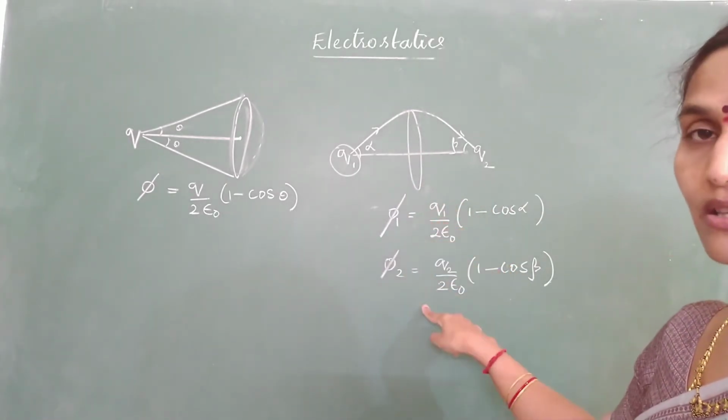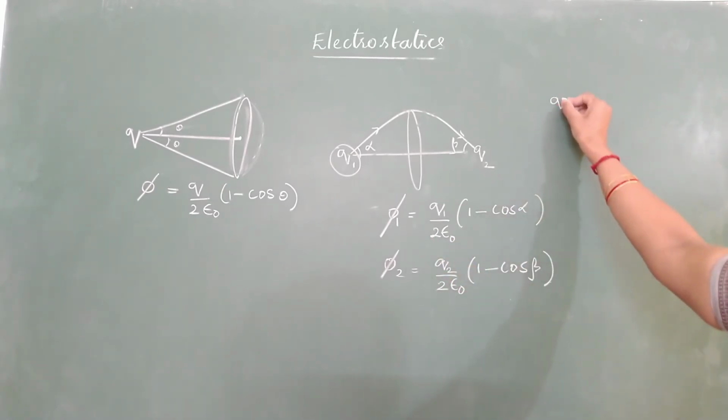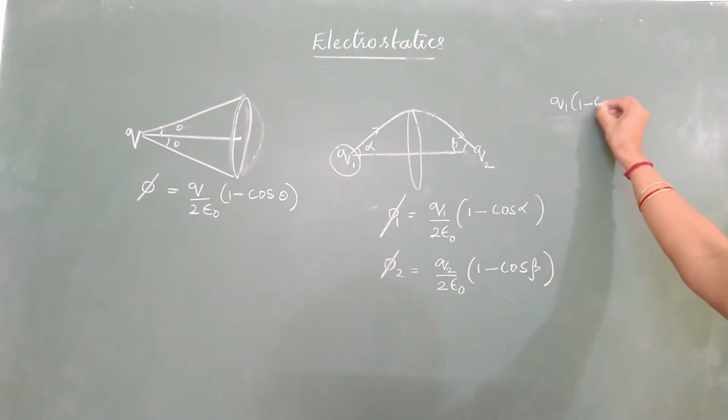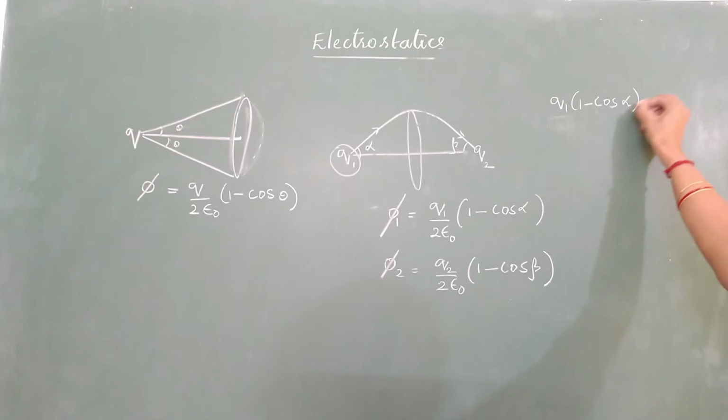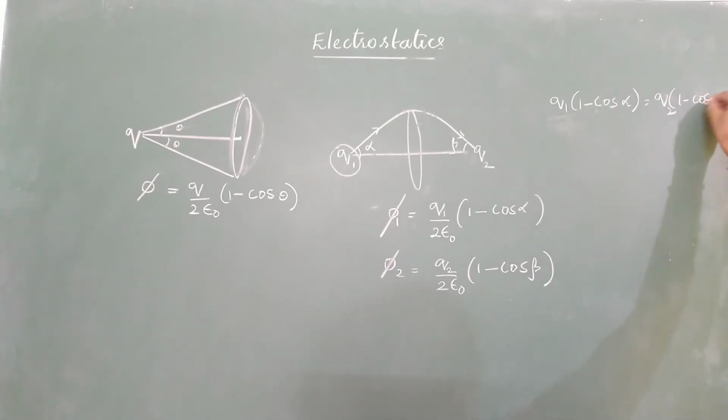So if I equate these two, 2 epsilon naught will anyway get cancelled. What is Q1 by Q2? Or Q1 into 1 minus cos alpha is Q2 into 1 minus cos beta.